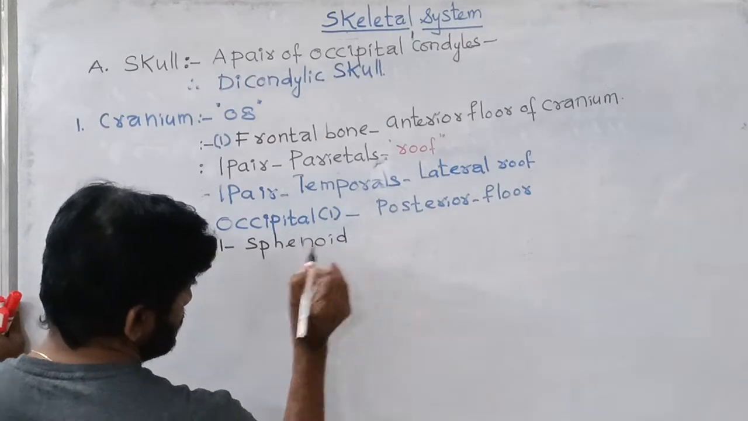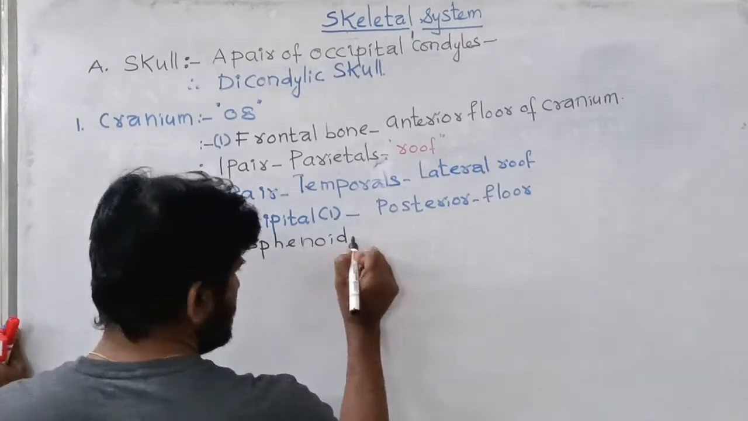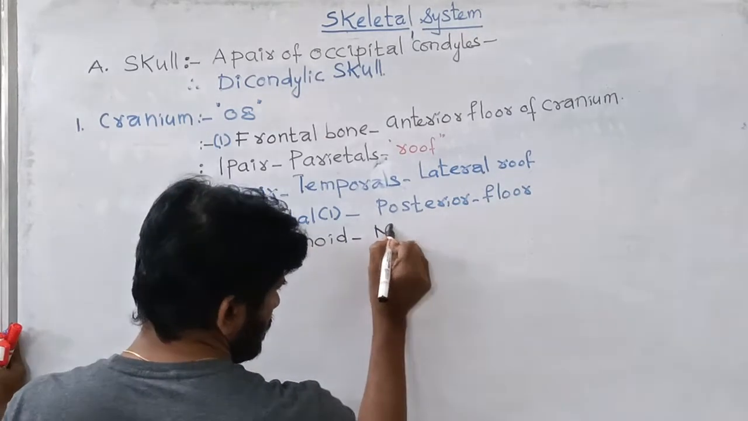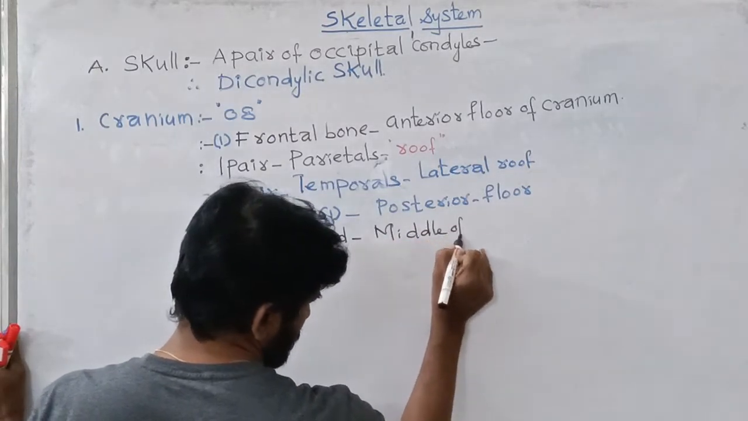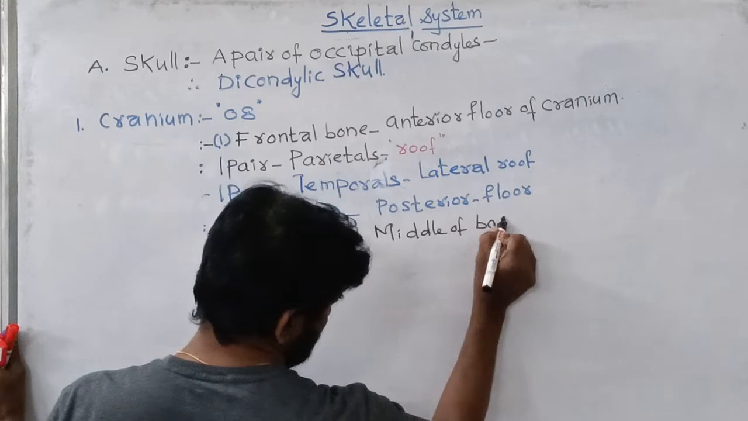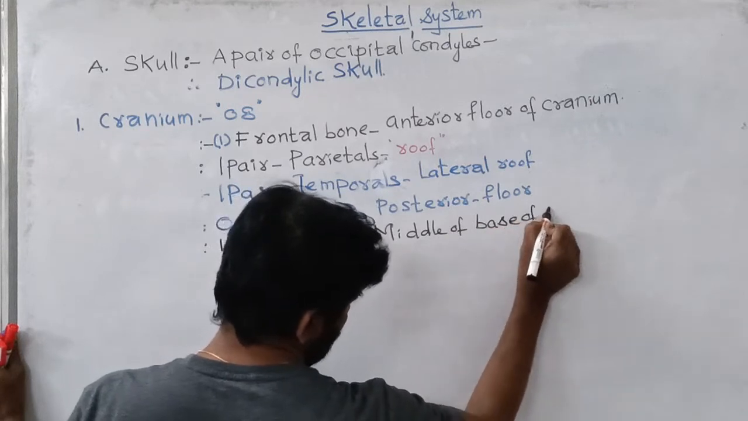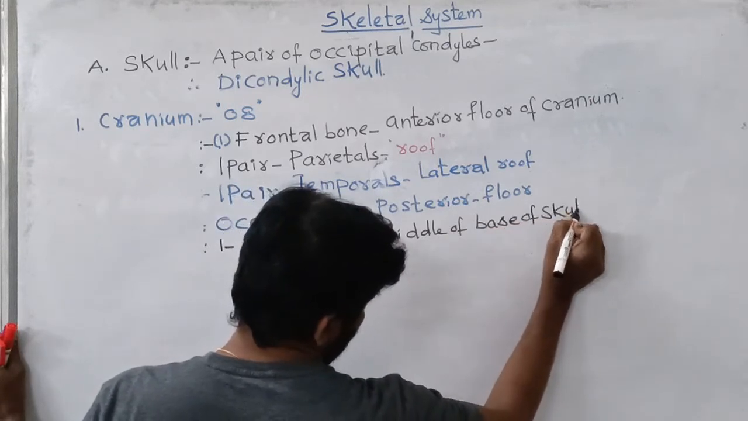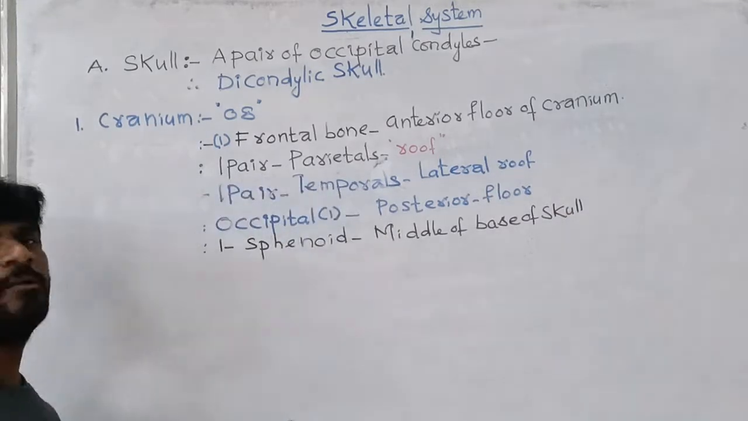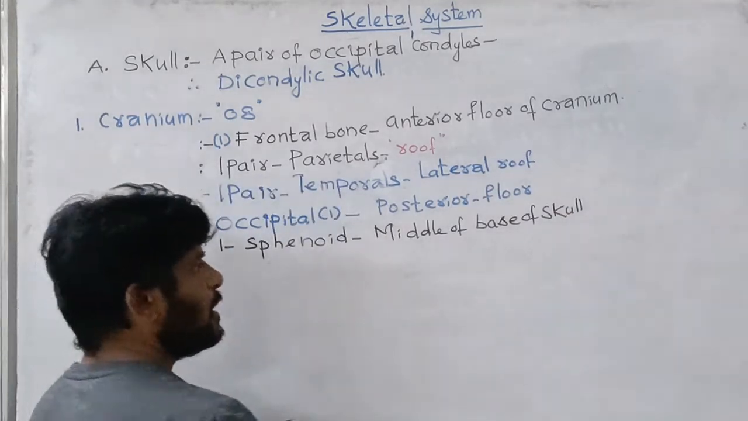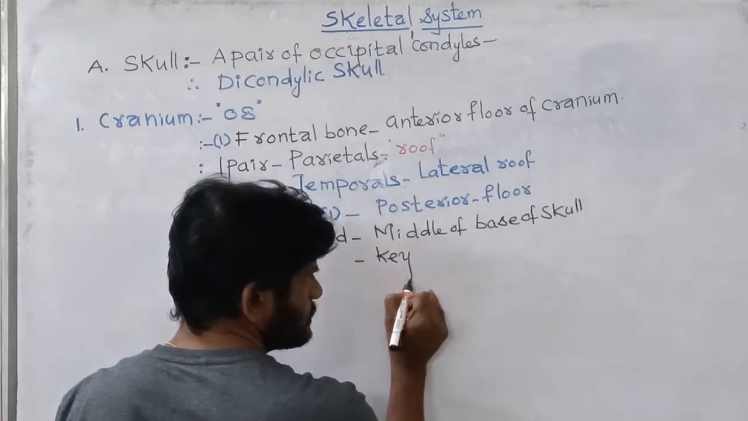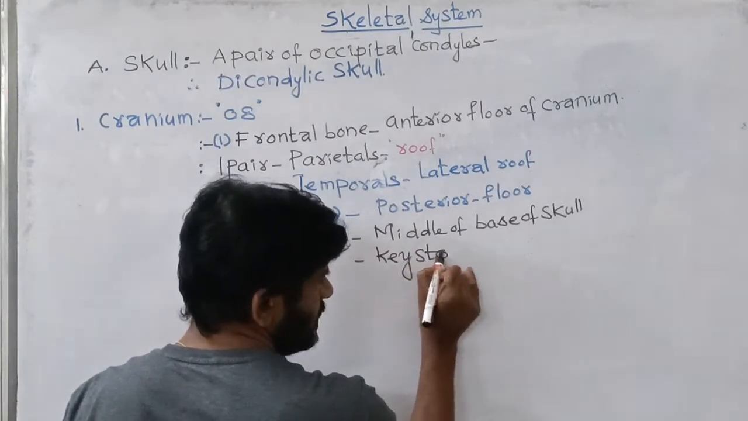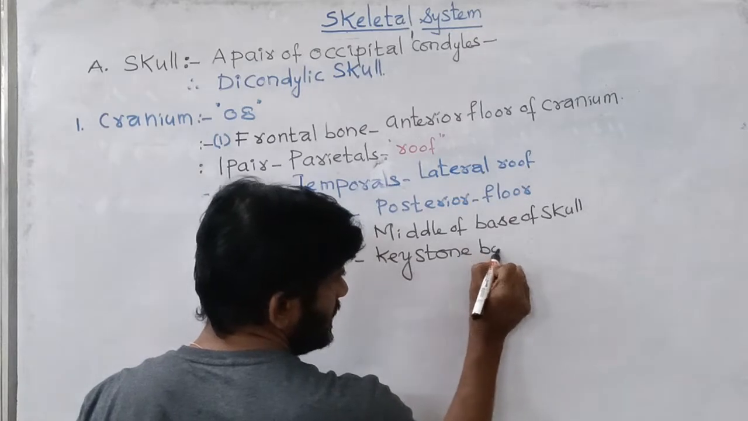Very important, this is present in the middle of the base of the skull. In the middle of the base of the skull, the sphenoid bone is present, and this sphenoid bone is a keystone bone. The sphenoid bone is the keystone bone in the cranium.